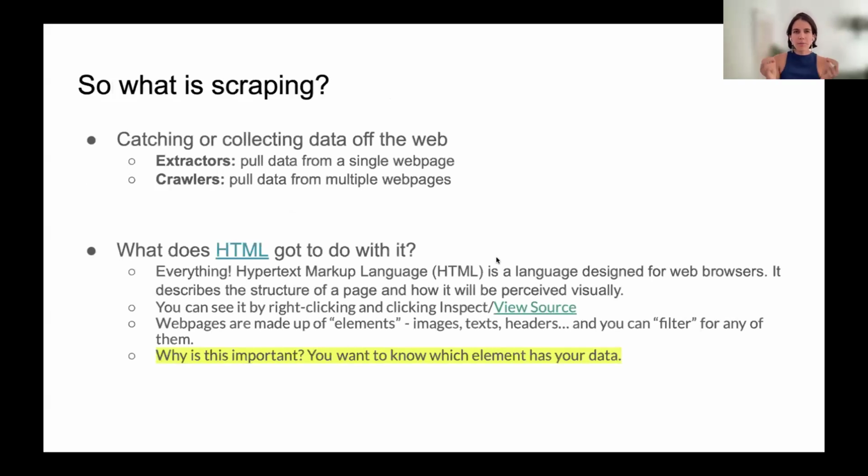Just a little bit more before we dive into these two techniques, I wanted to talk more about scraping and what it is, right? So we are catching or collecting data off the web. Extractors pull data from a single web page, but crawlers pull data from multiple web pages. You know that list that you see, 1 to 10, but in the end you see that there are actually 20 pages. The crawlers would pull all 200 data points from that.